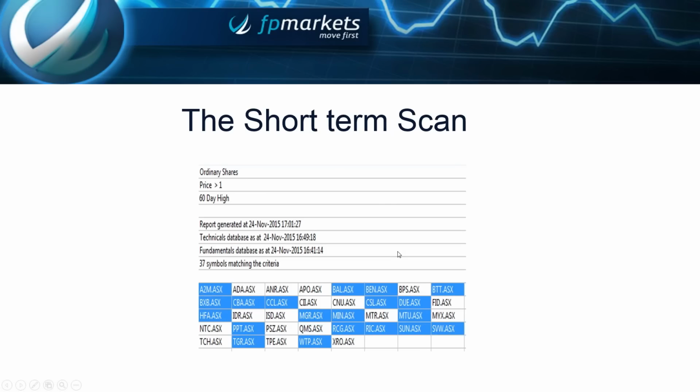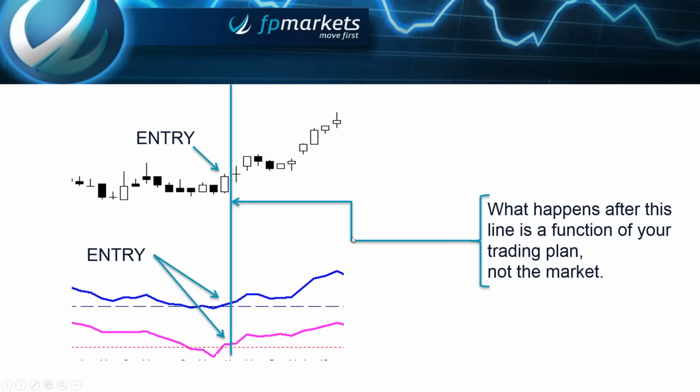So a short-term scan again, this is essentially looking at stocks over $1. This was done today, 60-day high, and we'll take a look at a couple of these. Interesting that MIN comes up almost at every turn these days, so we'll have a look at that in a moment. Now I'm going to do some screen switching in a minute. I want you to bear with me while I grapple with the two screens business, but we'll go and have a look at some charts in a moment.